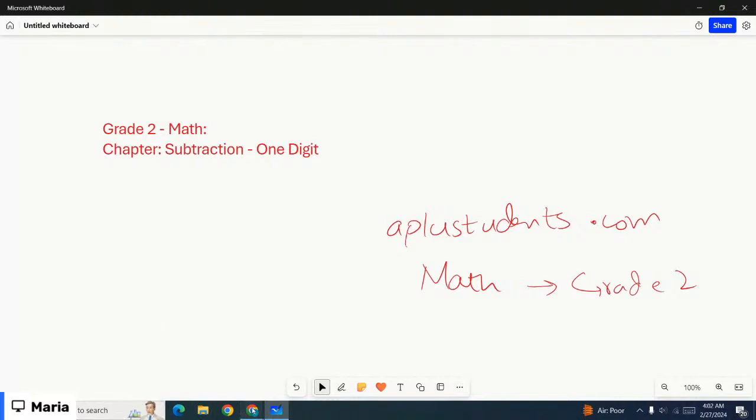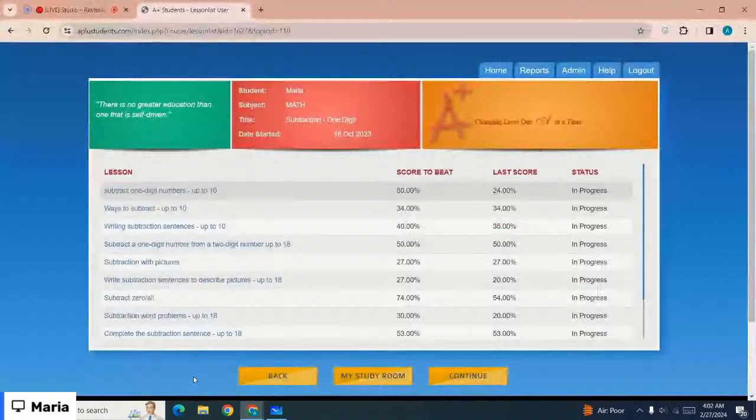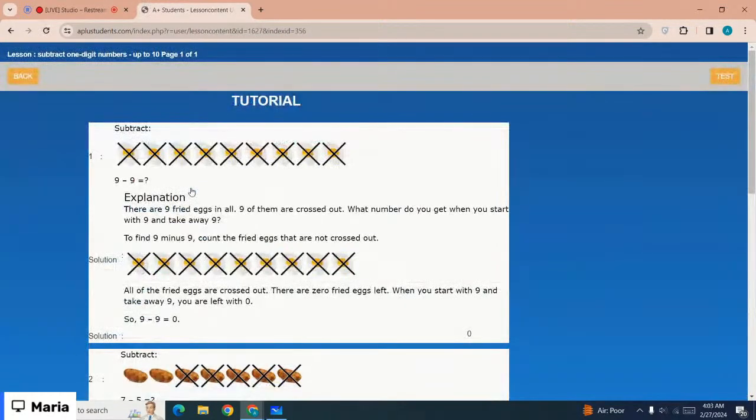So here I'm on grade 2 math. The chapter is subtraction one digit. Let's just start with the first lesson, that is subtraction one digit numbers up to 10. Basically, today we're going to learn how we subtract, right? The concept is the same. There are different lessons, like how you subtract using pictures and other things. So let's start with the first example.